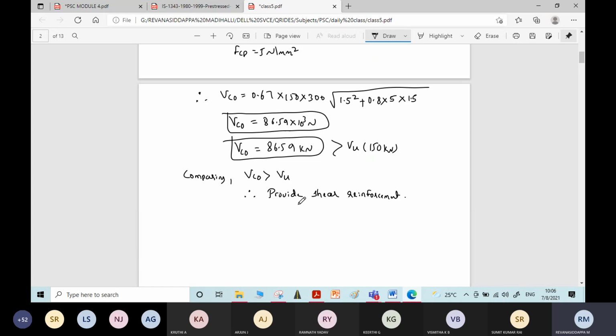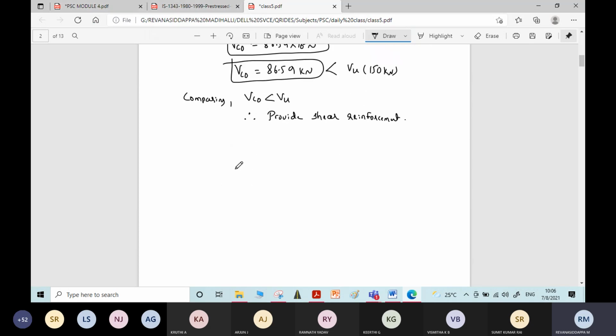So comparing both VC naught and VU, the shear resistance is less than the shear force that is acting on the beam. Therefore, shear reinforcement has to be provided. This is the less than symbol, no? Hence, it requires the shear reinforcement. Now, in the next step, what we have to do? We have to assume some stirrups. Either it may be 2-leg stirrups or 4-leg stirrups, and you have to find the spacing for the stirrups.